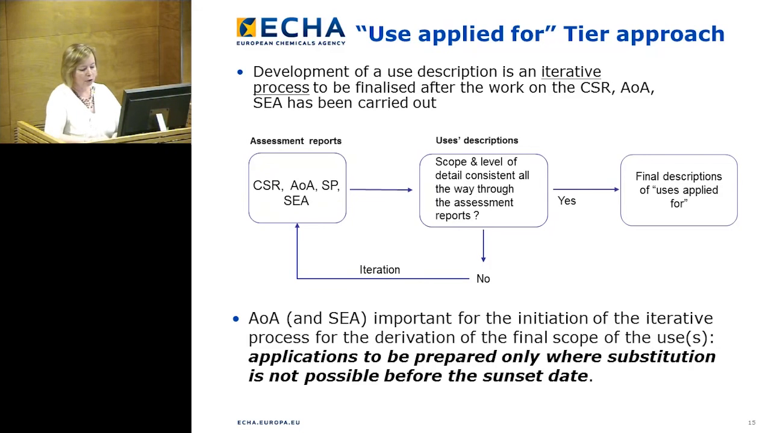It has already been mentioned that all assessment reports, the CSR, analysis of alternatives, substitution plan, and socioeconomic analysis need to be considered in defining the use applied for. Basically, what needs to be ensured is that the application is prepared only where substitution is not possible from a technical or economic perspective before the sunset date, and the benefits outweigh the risks.